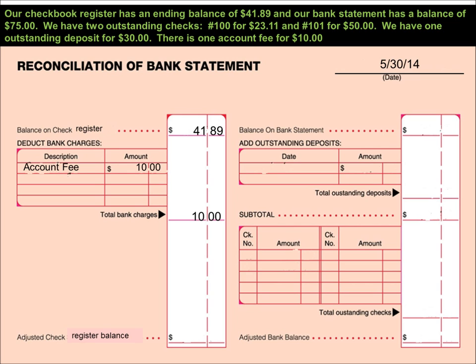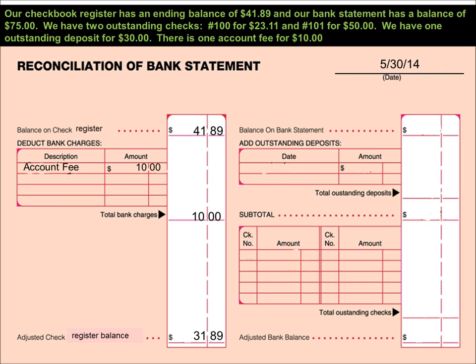So now we need to subtract. How do I know to subtract? There is a clue. You'll notice it tells us to deduct bank charges. Deduct means to subtract. So we're going to take our register balance of $41.89 at the top. We're going to subtract our bank charges of $10. And when we do that, we end up with $31.89.